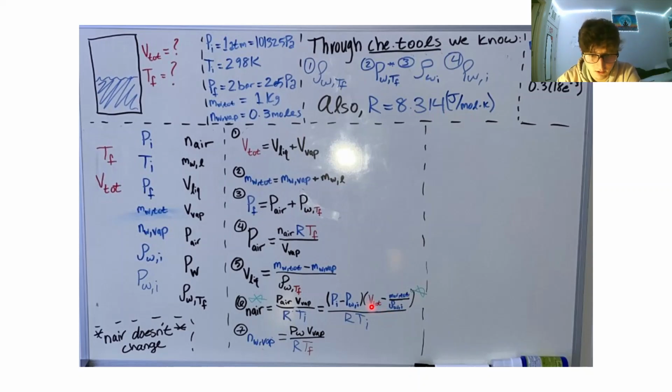Then the volume of the vapor, which we had up here, equals the total volume minus the volume of the liquid water. And the volume of the liquid water is just the mass of the liquid water over the density at the initial temperature. So, that's more knowns. And you also know the initial temperature and R, so this one is going to be very helpful for us. Lastly, we have the moles of the water vapor equals, again, PV equals nRT, rearranged. All right, so what are we going to do from here?